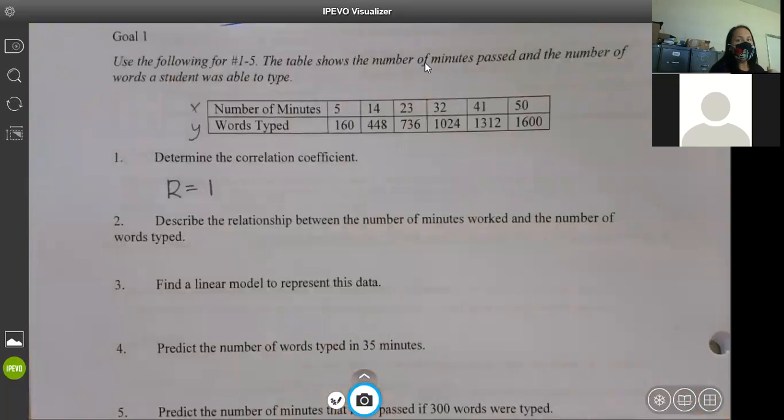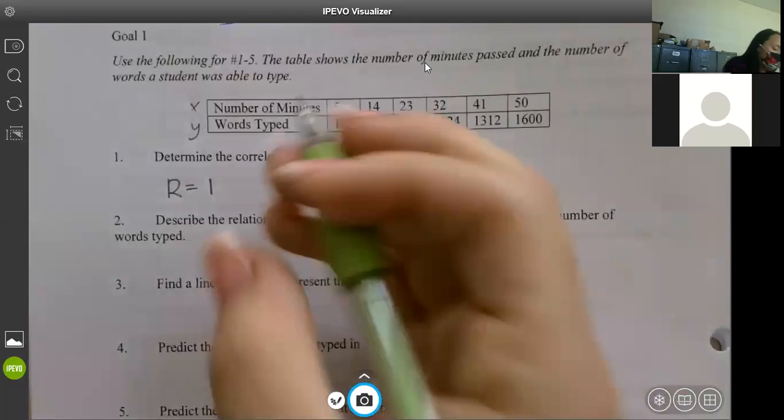It says describe the relationship between the number of minutes worked and the number of words typed. The relationship is going to be, is it positive or negative? Is it strong or weak? So R equals 1 is positive.